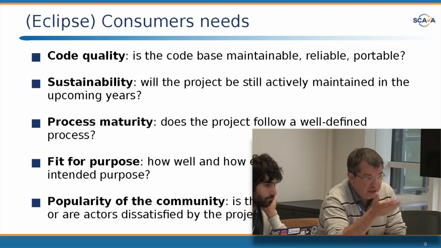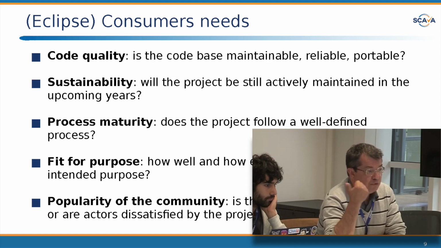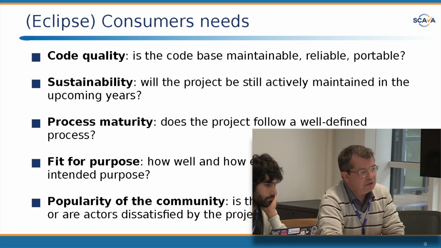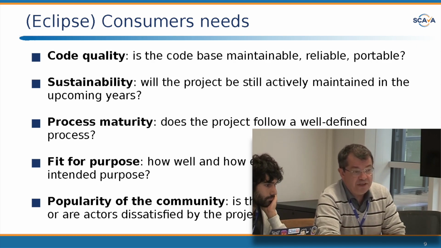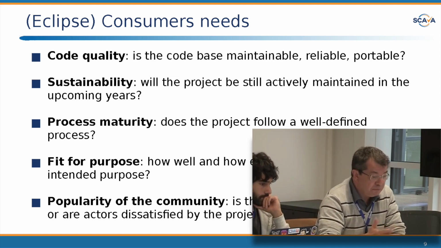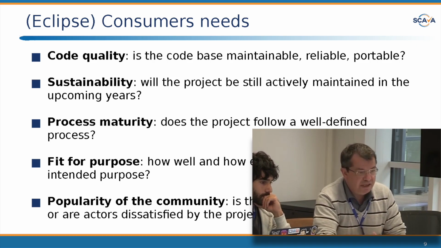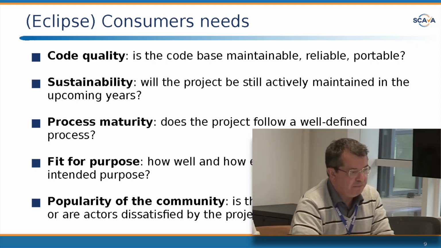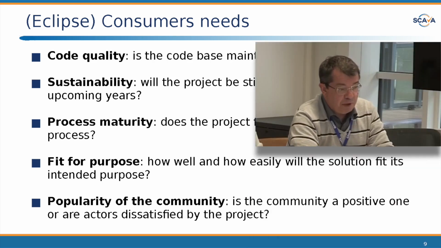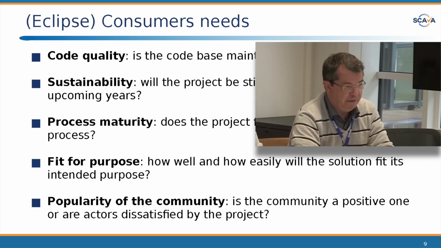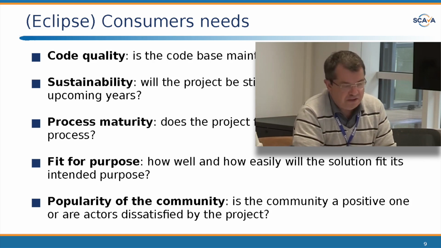So here are the kinds of needs that we find for consumers. Code quality, as I mentioned, so I will not repeat. Sustainability is very important, of course. Process maturity is also very important: do they regularly fix the bugs? How much time does it take between a bug being submitted and the bug being fixed? Fit for purpose, in terms of the different domains and the interest of the domain, and of course the popularity of the community, how the community behaves. That's what consumers usually expect.